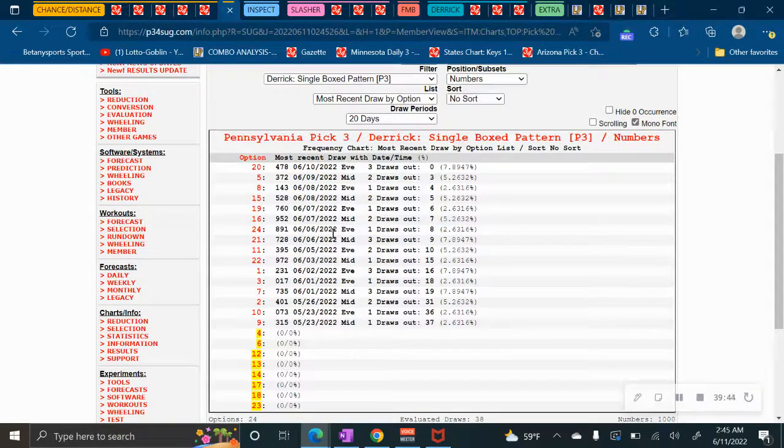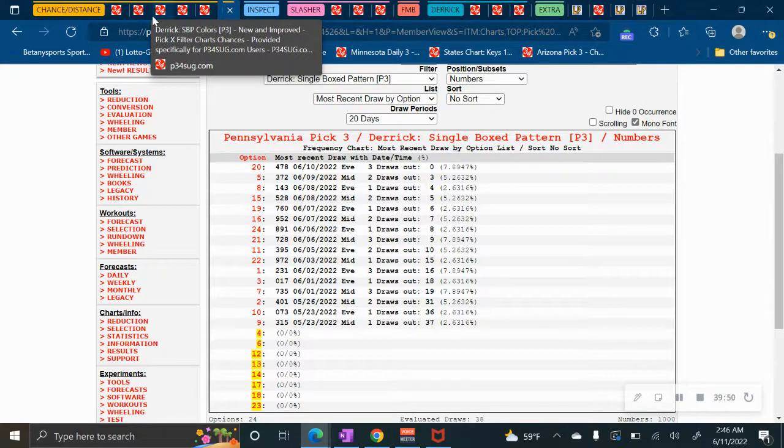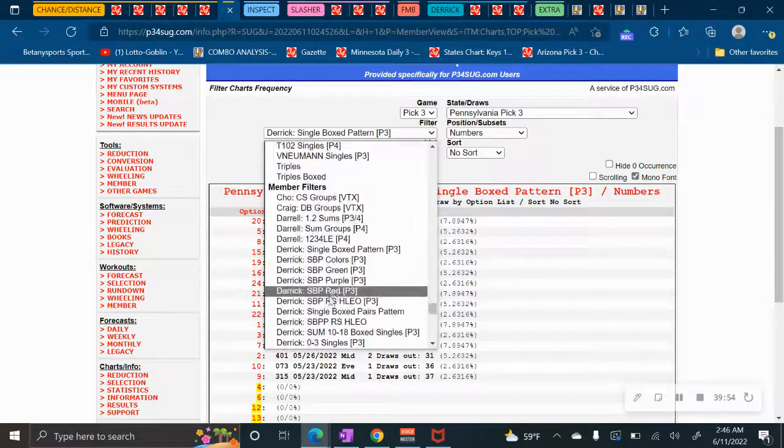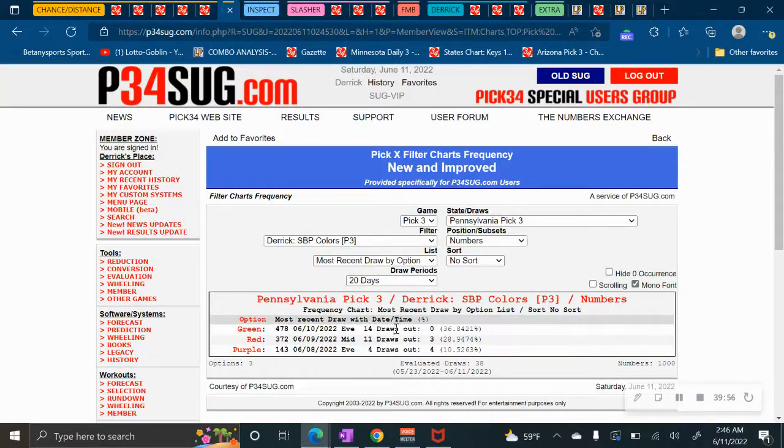It's really not that difficult. I do way too much, and that's why I like these new color charts, because I'm hoping that's going to bring it to a different level for me, so I don't have to play so much. Like, look at purple. Purple's only hit 4 times in 20 days in Pennsylvania. That's pretty crazy.